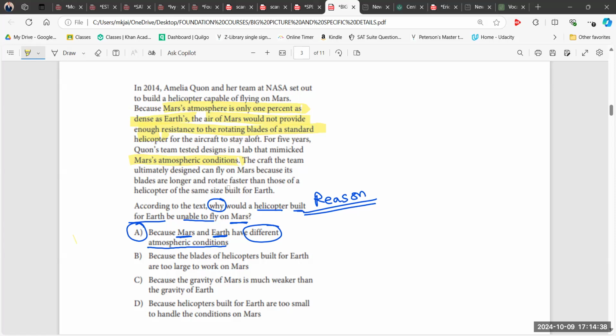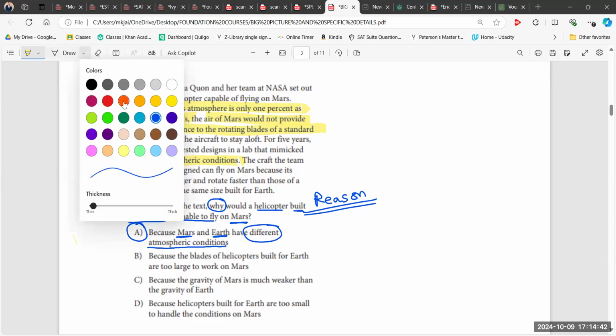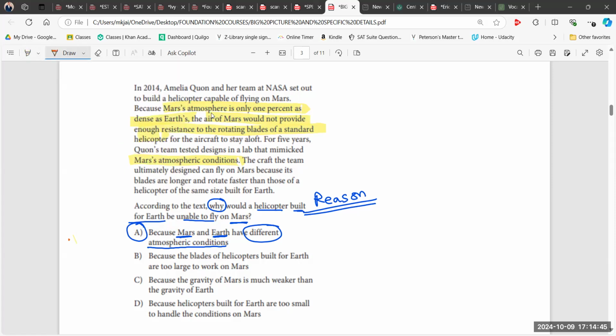Okay, so it has to do with atmosphere. The atmosphere of that planet is different from the other one. So I've already got a comparison between the conditions of that planet and the other one. Okay, so what about the other choices?